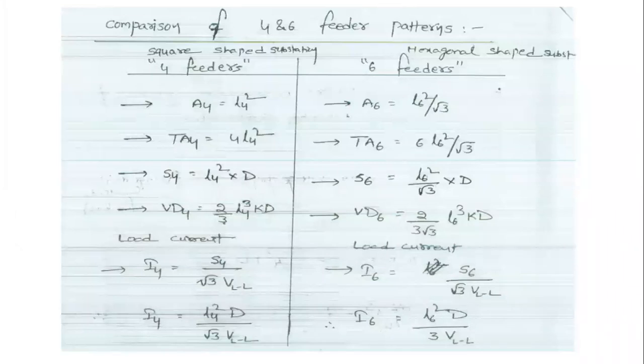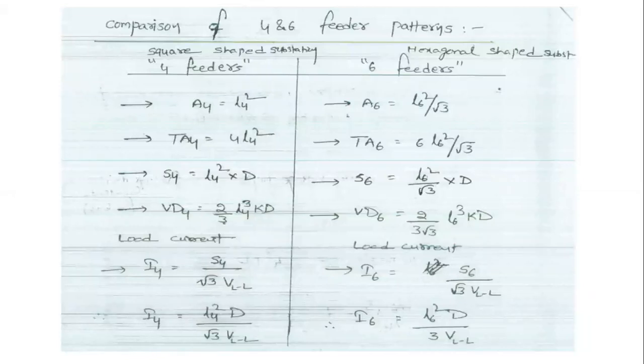Very important derivation. In the previous class we derived the square shaped distribution feeders and also the hexagonally shaped distribution feeders. Using those derivations, we wrote down the formulas for the area of a single feeder, the total area for the single feeder, the kVA for those feeders, the voltage drops, and also the currents. We also wrote down the same for the hexagonally shaped distribution. After writing these formulas, we compared the 4 feeders and the 6 feeders.